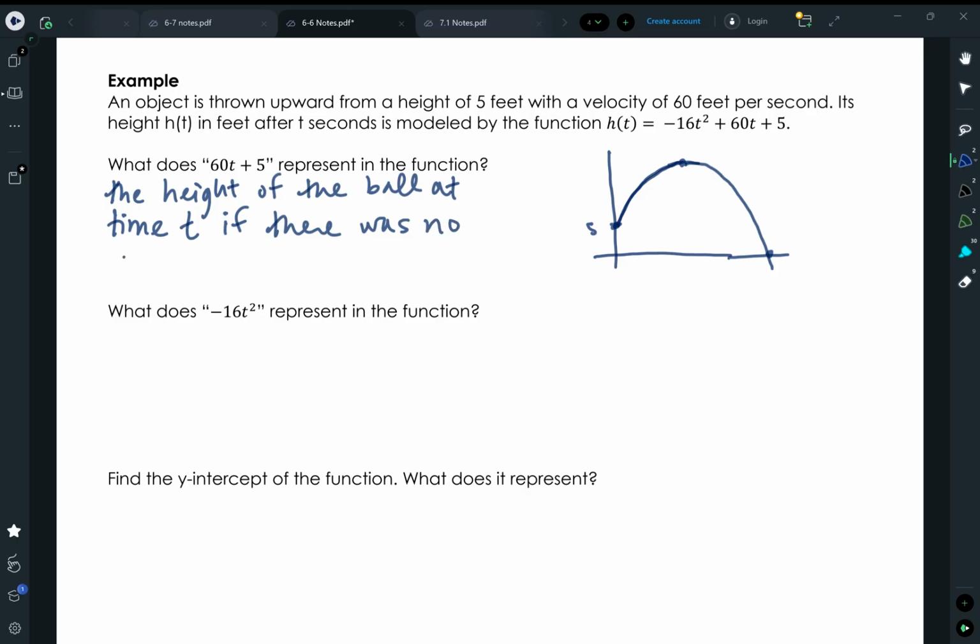Although if there was no gravity, we'd be floating around in the air too. There'd be all kinds of crazy things going on. But that would be that straight line we were talking about, that linear function. And so if we look at the 60t plus 5, the 60 is actually that velocity, that initial velocity.